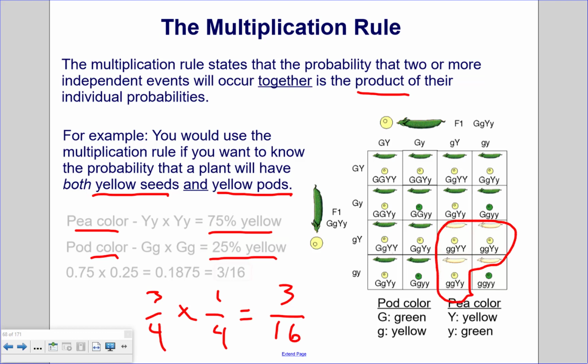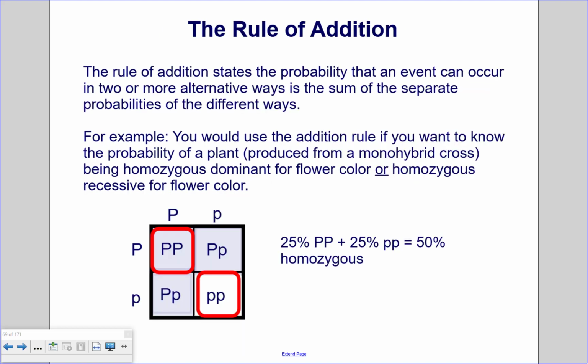While it is useful to have this Punnett square as a visual reference, if you want to save time to try and figure out what percentage will have yellow seeds and yellow pods, the multiplication rule is obviously a lot faster.